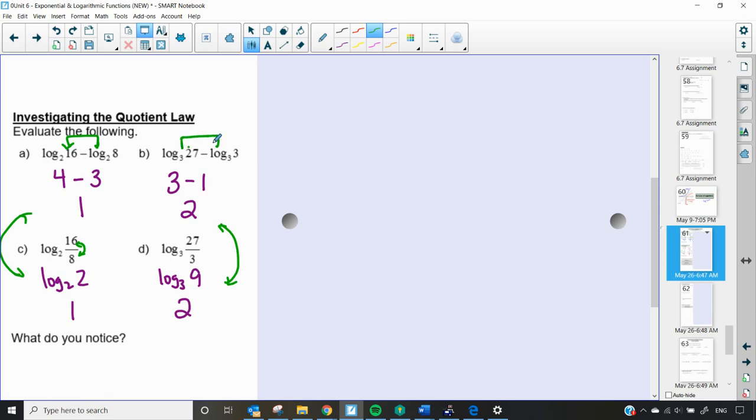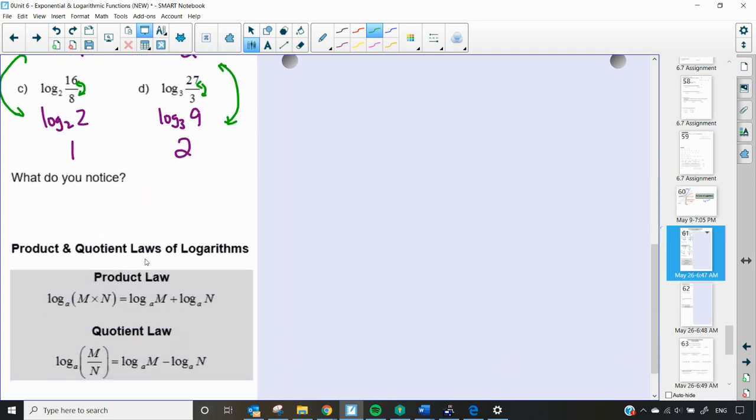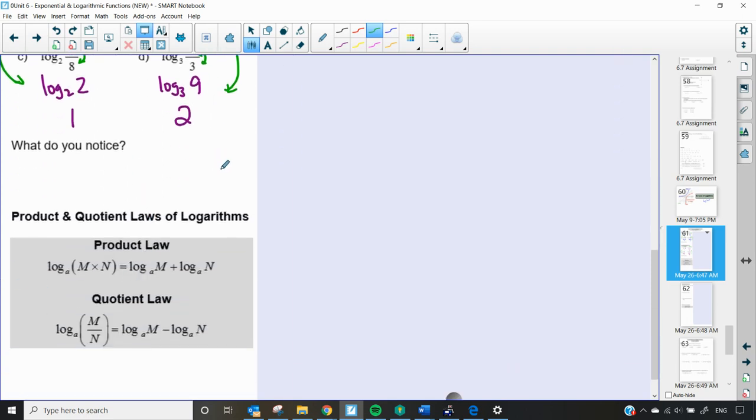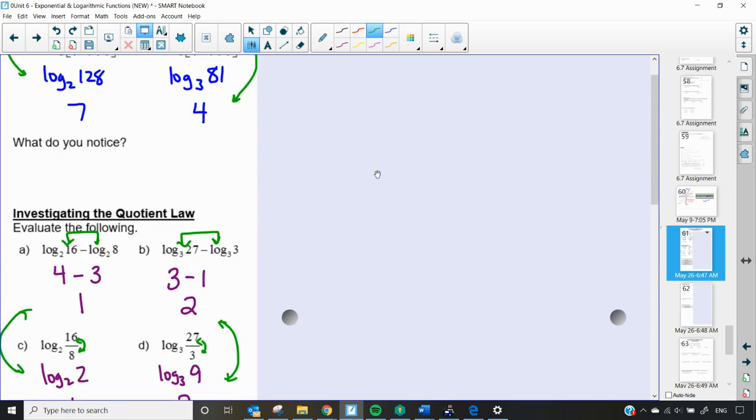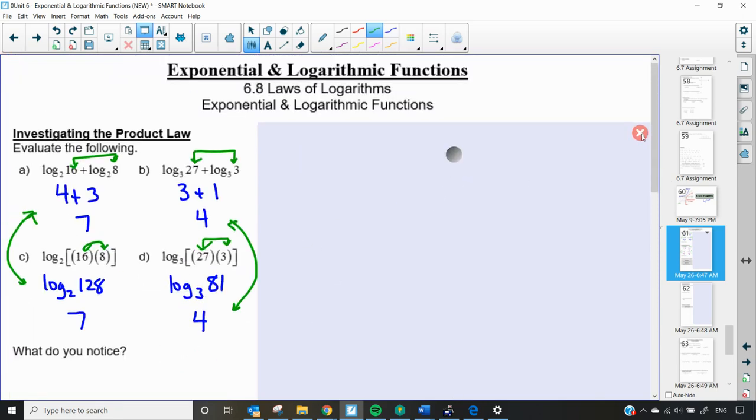Subtracting logarithms with the same base, dividing our logarithms. All right, so these are the first two laws that we have here. Our product law says that when we have the sum of two logarithms with the same base, we can multiply the arguments. Quotient law says that when we're subtracting logarithms with the same base, we can divide our arguments.